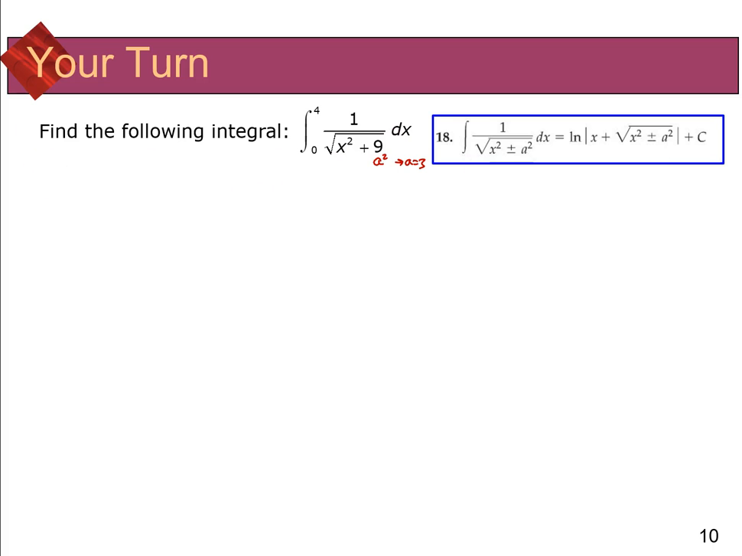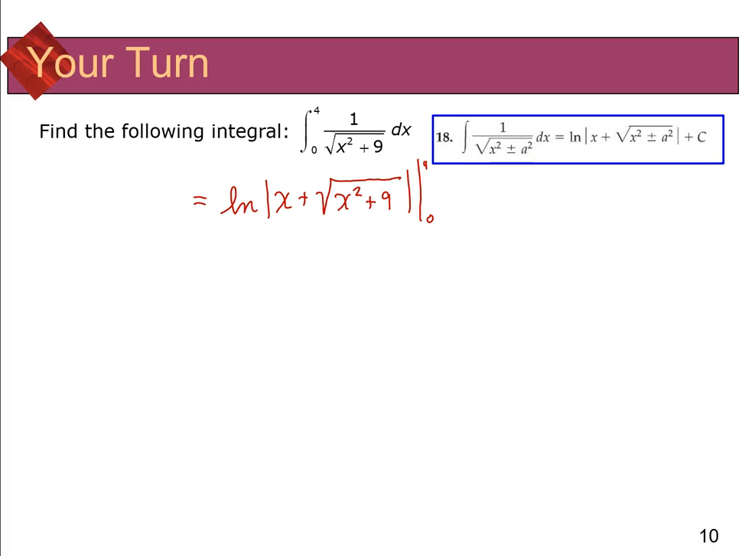So if I use this rule to come up with my integral, let me erase the little thing I wrote before because it's kind of interfering with what I have up here. I'm just going to use that formula. I'm going to do the natural log of the absolute value of x plus the square root of x squared plus 9, evaluated from 0 to 4.